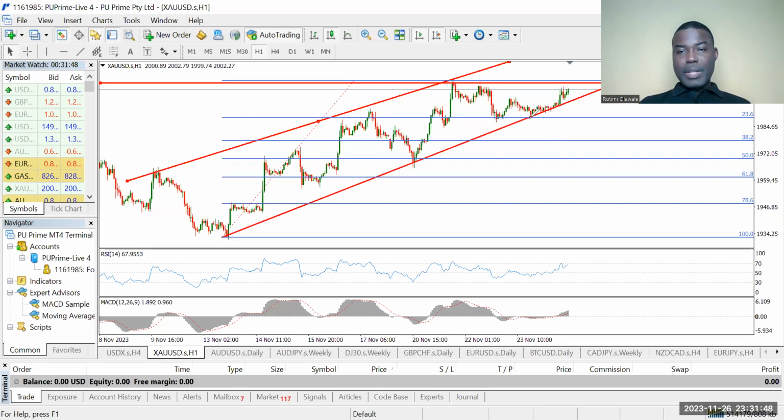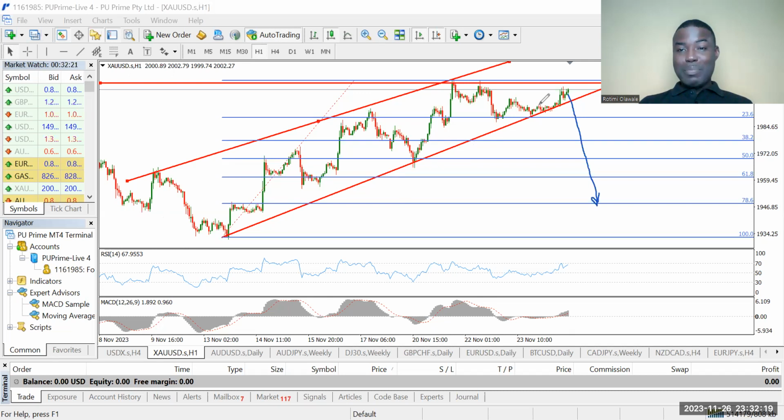Now, I'll be looking for entry around Fibonacci 23.6 and run down to Fibonacci 78.6. That's if the move is quite strong. Otherwise, at Fibonacci 61.8, there's possibility of some reversal. So I see price breaking out low from the lower trend line and making entry around Fibonacci 23.6, running down to Fibonacci 61.8. Or if the movement is strong, it might proceed down to 78.6.